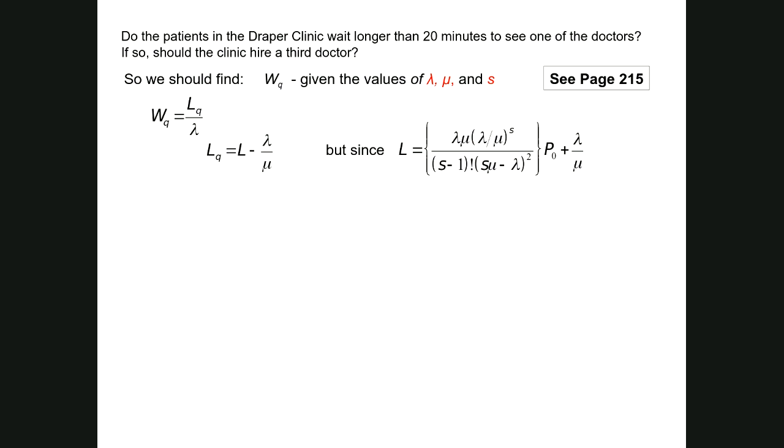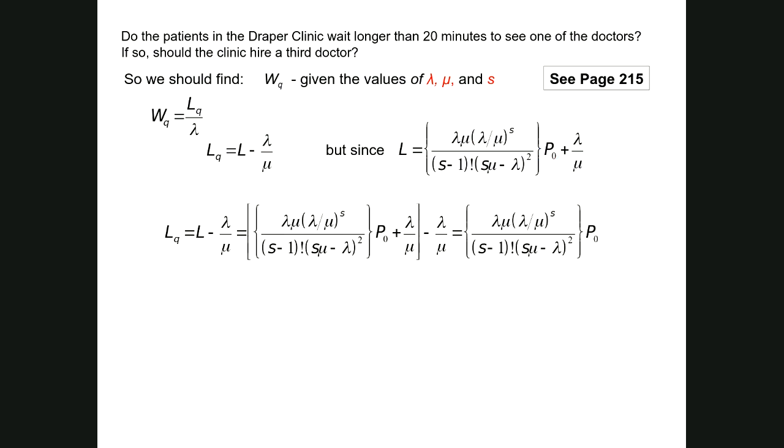And you remember what P sub 0 is. It's the probability that there's no customers in the system. And then the last term is plus lambda over mu. We think we're close, but wait a minute, there's still a term that we don't know, and that's P sub 0. So how do we calculate P sub 0? That's what we're going to see on the next slide.